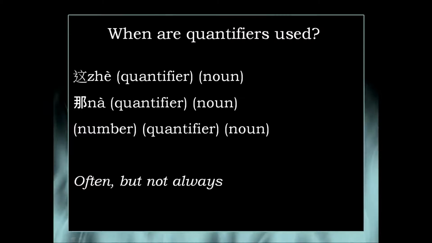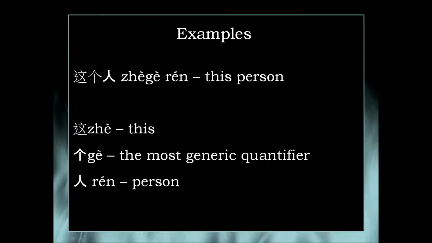I want to point out here that this is often but not always. So for the majority of Chinese speaking, quantifiers are used, but at the end of the video I will also show sometimes when they're not used. Boy, that was a lot of mumbo jumbo. Now let's get to some serious examples.